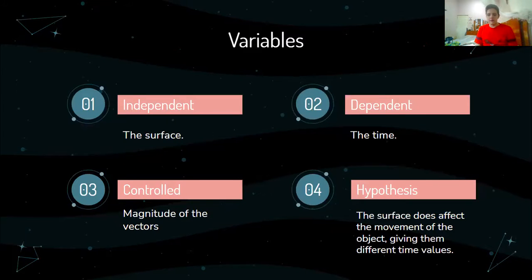For my variables, my independent variable will be the surface, my dependent variable will be the time, my control variable will be the magnitude of the vector we take, and my hypothesis is the surface does affect the movement. The surface will affect the movement of the object, giving them different time values, okay?